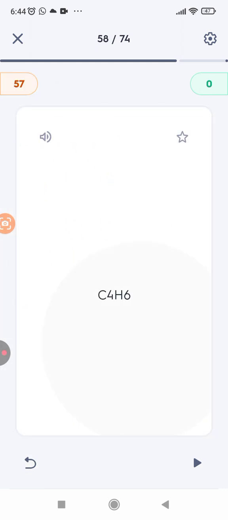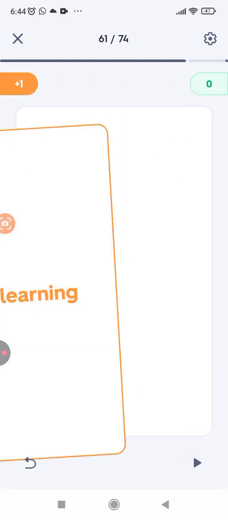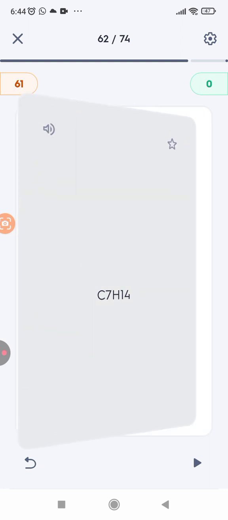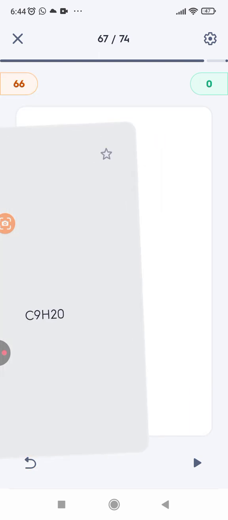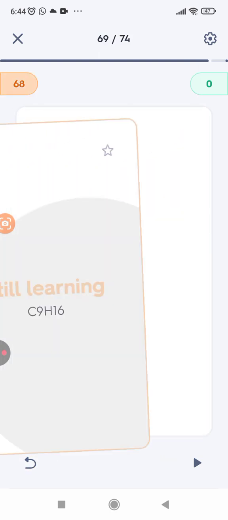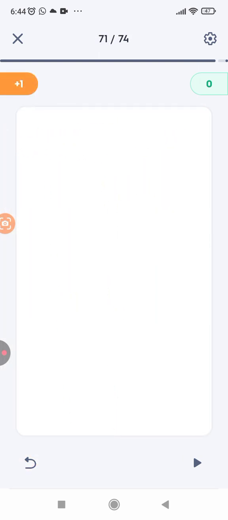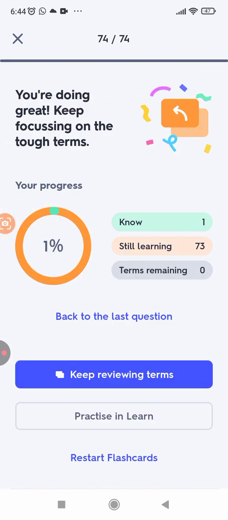ethyne, propyne, butyne, pentyne, hexyne, heptyne, heptene, heptyne, molecular formula of octane. Now we define what is saturated or unsaturated.